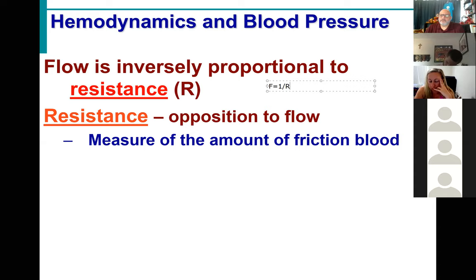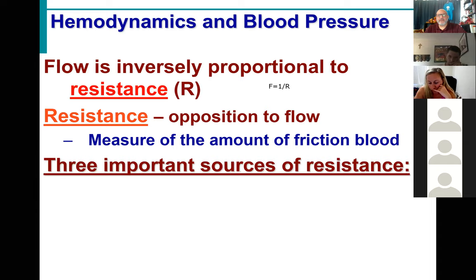Faster. You get smaller. How much smaller? If I double the resistance, what happens to the flow? Flow decreases by 1/2, right? 1 over 2 resistance. They're inversely proportional. Whereas if I halve the resistance, then flow doubles. Resistance is basically the friction that the blood runs into by pushing against the walls of the blood vessel.